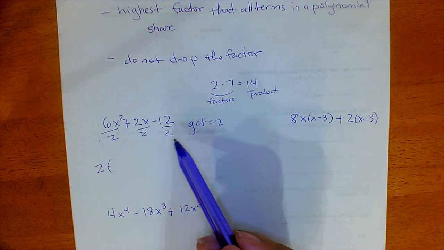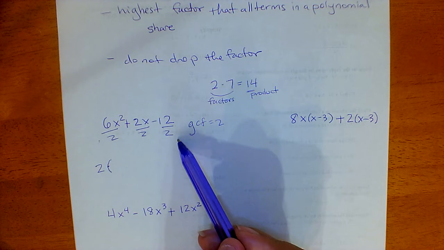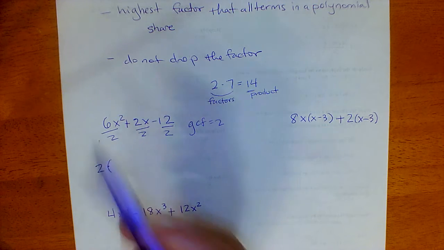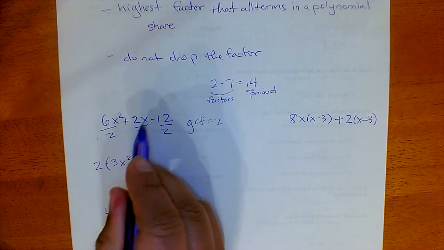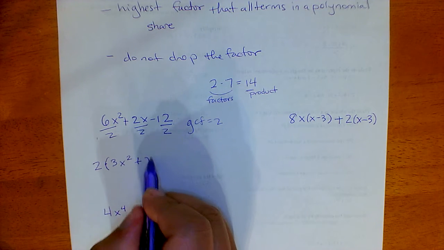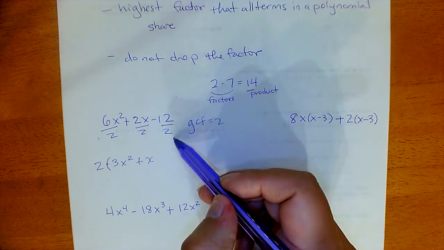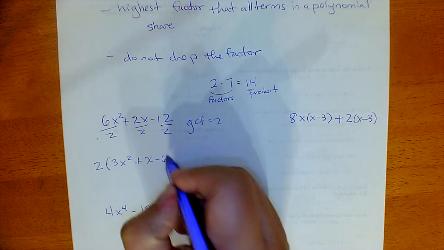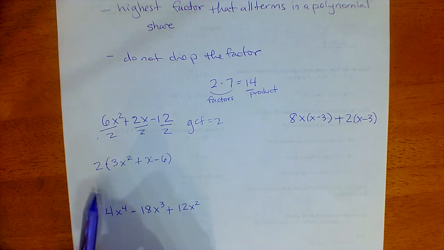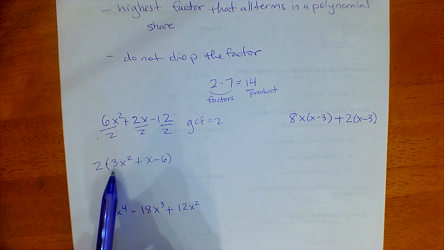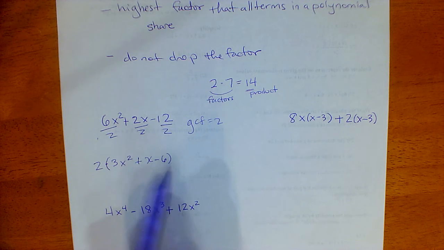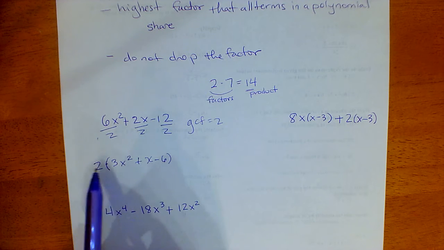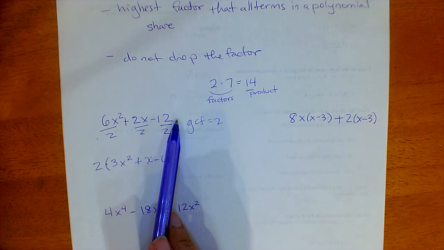And we're going to write down what happens when we do this division and what's left over. So 6x squared divided by 2 will leave me with 3x squared. The 2x divided by 2 will leave me with an x. And the negative 12 divided by 2 will leave me with negative 6. So I get this polynomial 2 times the quantity 3x squared plus x minus 6. And so this is the factored form of this original polynomial.